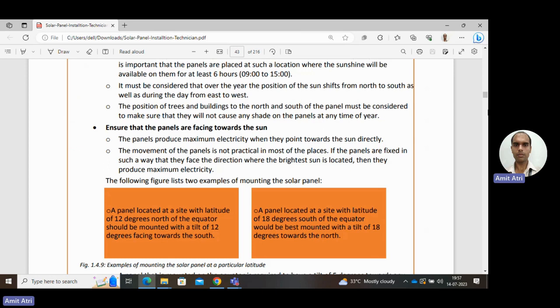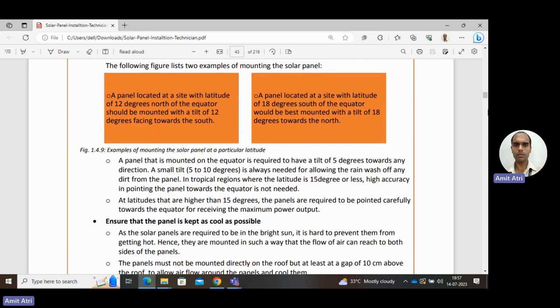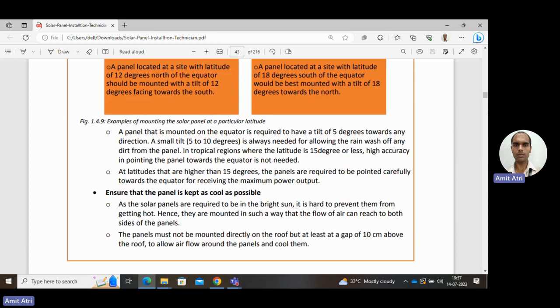Some examples are given here in the highlighted areas. A panel located at a site with latitude of 12 degrees north of the equator should be mounted with a tilt of 12 degrees facing the south. Similarly, a panel located at a site with latitude of 18 degrees south of the equator would be best mounted with a tilt of 18 degrees towards the north. So as per the geographical location, we have to give the tilt of our solar panel.